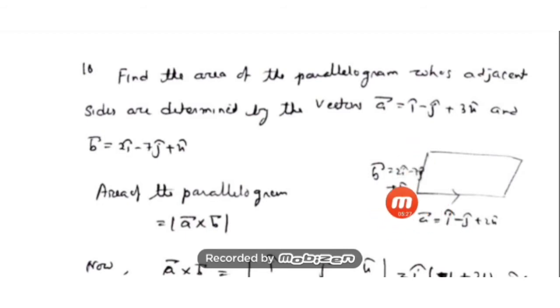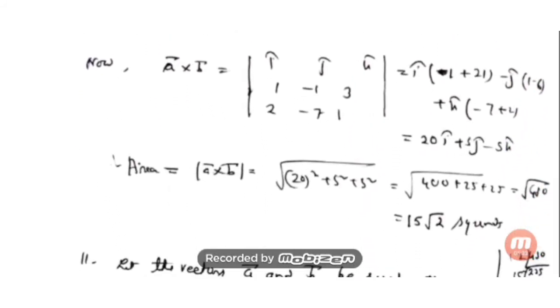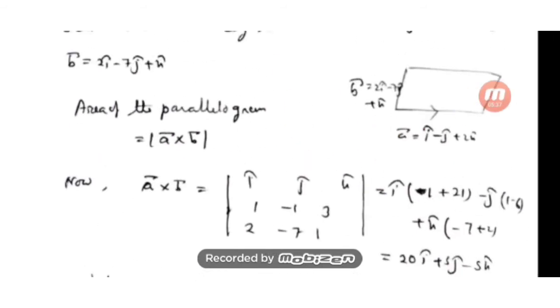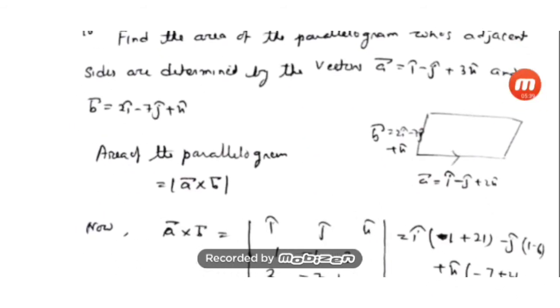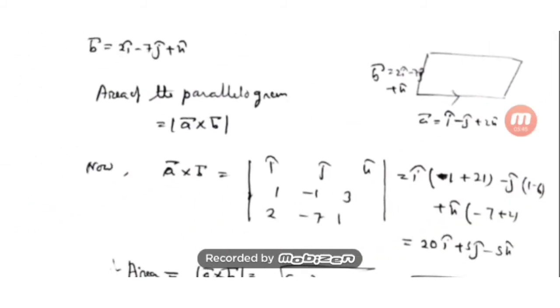The area of the parallelogram is given by the modulus of a bar cross b bar. Okay, let us find out what a bar and b bar are. Let us write the component form. Let us try to get the value of a bar cross b bar, which is the determinant with i cap, j cap, k cap. Then the components of a bar are 1, minus 1, 3. Then the components of b bar are 2, minus 7, 1.